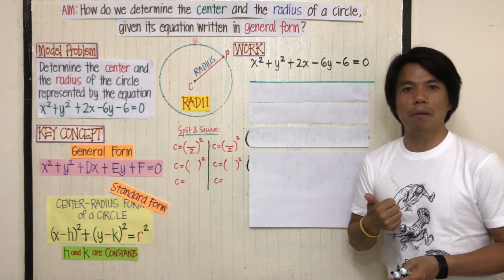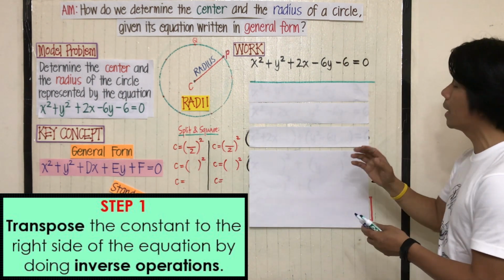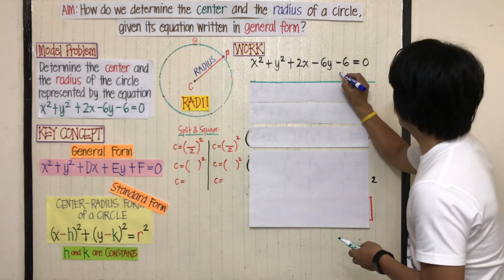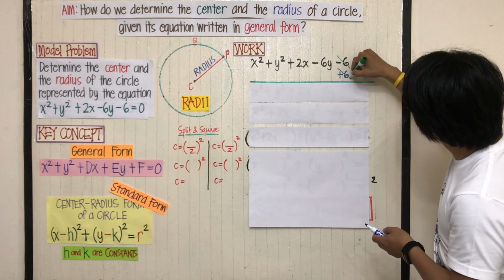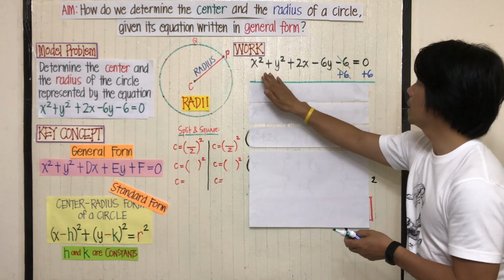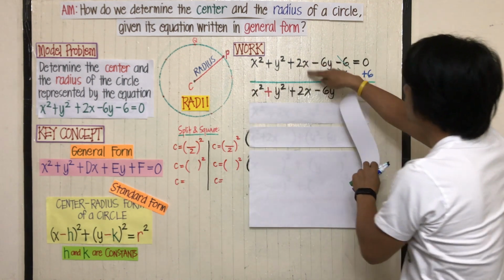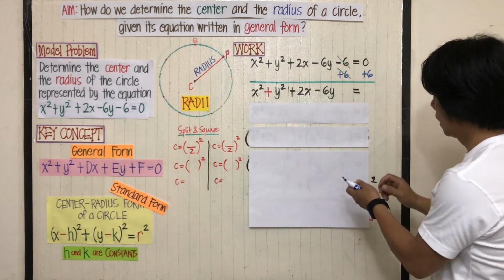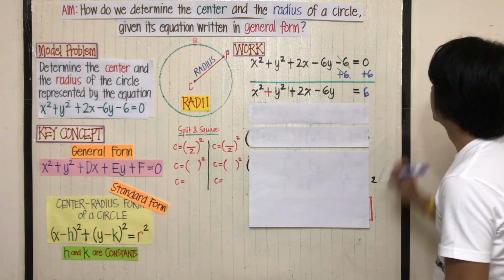So again, step number one, we need to transpose the constant to the other side of the equation by doing the inverse operation. And since this is minus 6, we're going to add 6 to both sides of the equation. So this becomes 0, and the result will be, so we copy everything else down. So x squared plus y squared plus 2x minus 6y equals, again, this becomes 0, equals 6. There you have it.